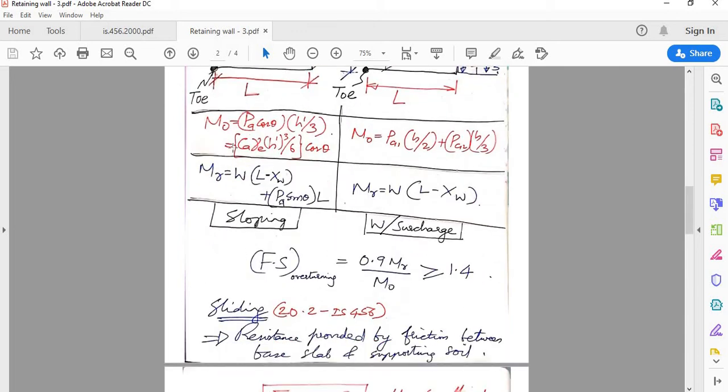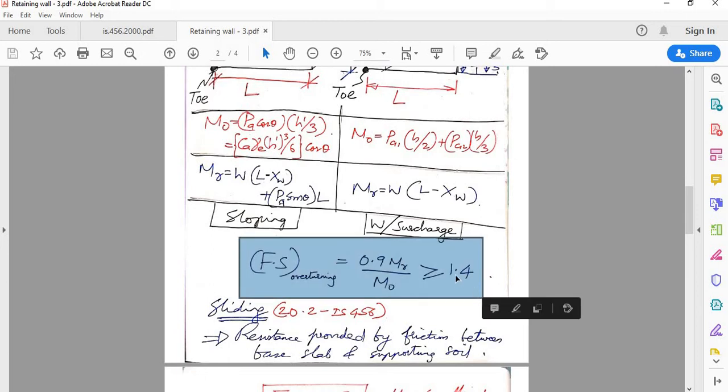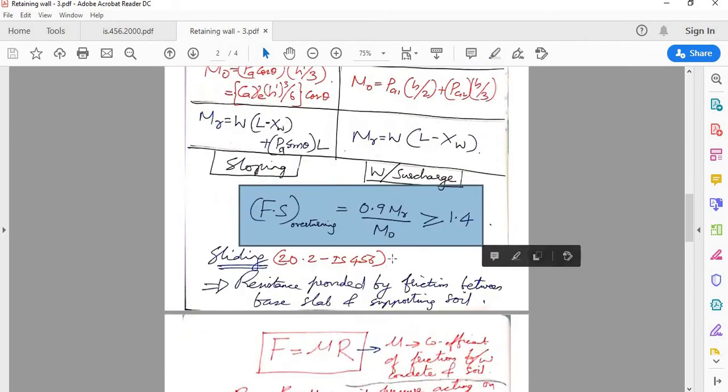Now with the MO and MR, or overturning moment and restoring moment calculated, we'll calculate the factor of safety, and hopefully it will be greater than 1.4. If it is less, we have to revise the design. Okay, so that's about overturning moment.